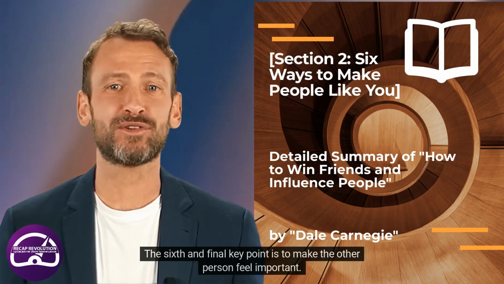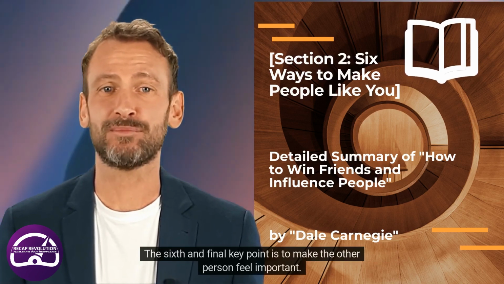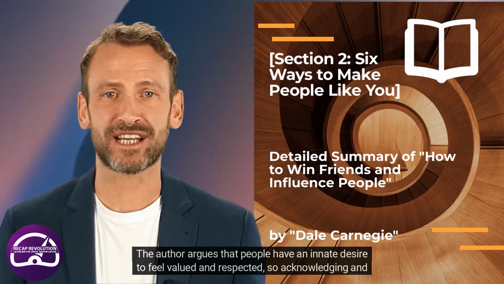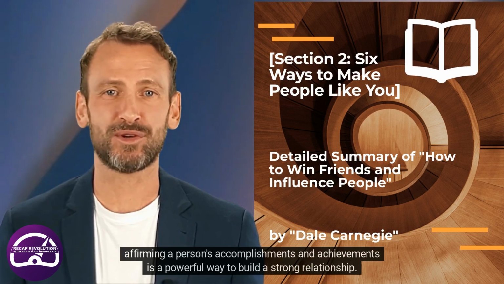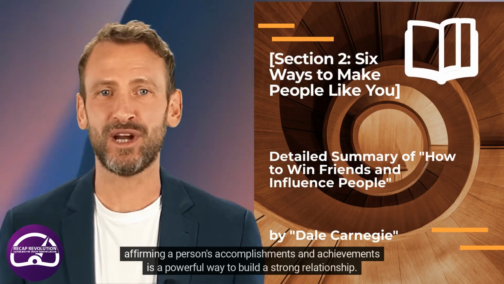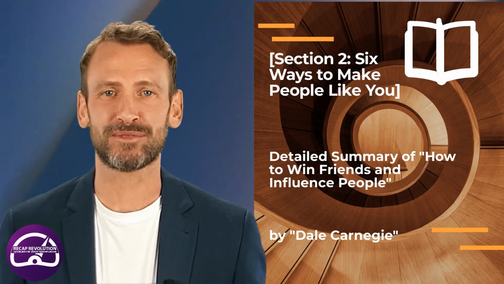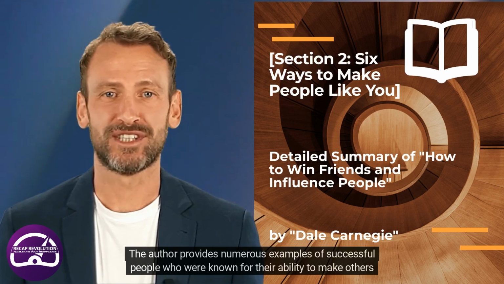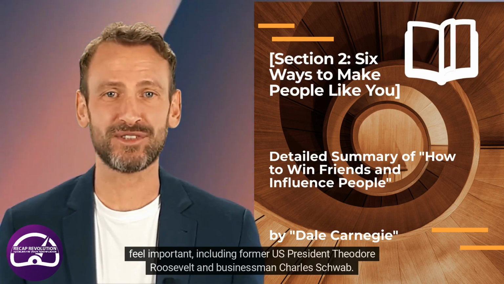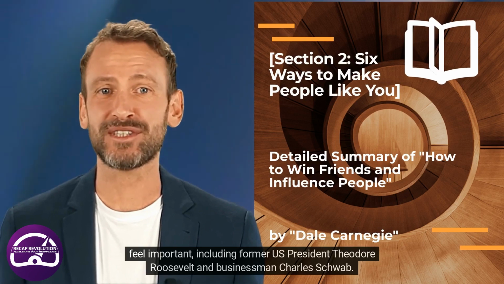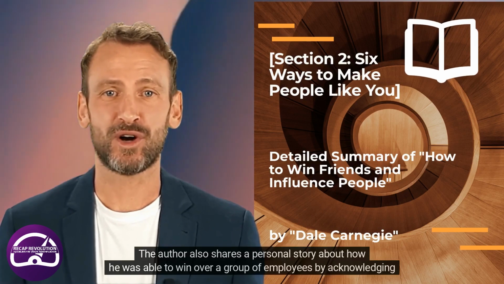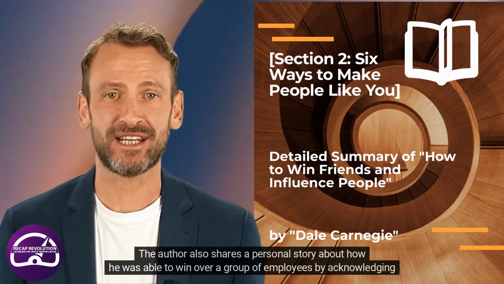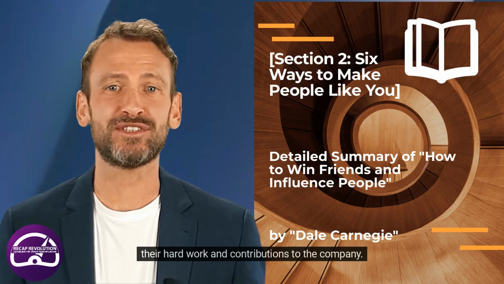The sixth and final key point is to make the other person feel important. The author argues that people have an innate desire to feel valued and respected, so acknowledging and affirming a person's accomplishments and achievements is a powerful way to build a strong relationship. The author provides numerous examples of successful people who were known for their ability to make others feel important, including former U.S. President Theodore Roosevelt and businessman Charles Schwab. The author also shares a personal story about how he was able to win over a group of employees by acknowledging their hard work and contributions to the company.